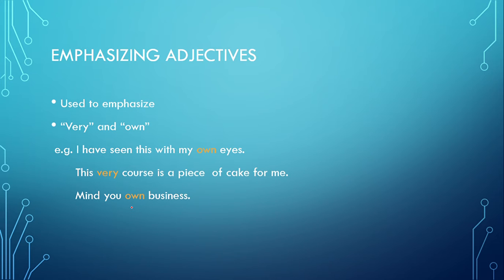The name itself is telling you that it is the adjective that is used to emphasize, that is used to lay the stress on the particular noun. Very and own, these two are the words that are emphasizing adjectives. For example, I have seen this with my own eyes. Now, this own is modifying eyes and it is laying stress on eyes. It is emphasizing eyes. Then, this very course is a piece of cake for me. Now this very is emphasizing and adding to the meaning of the course. Mind your own business. Here again, own is emphasizing adjective.